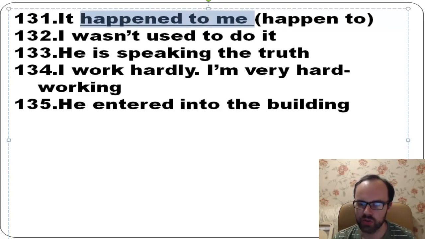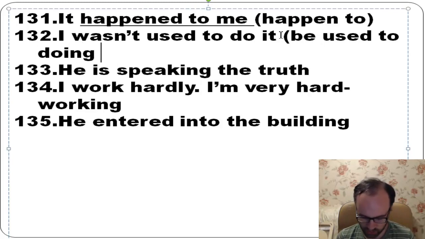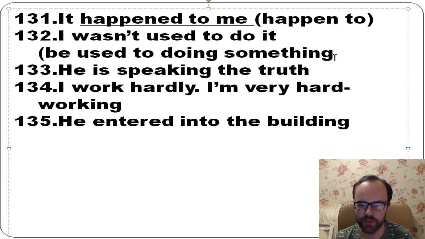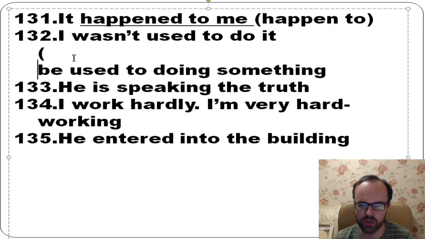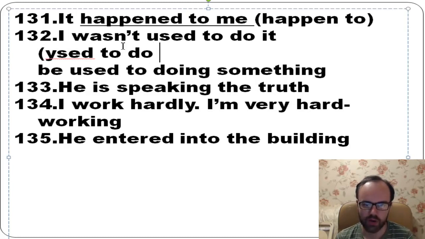I wasn't used to do it. It means that it wasn't new for me. I didn't have any experience. So in this case, please remember the structure be used to doing something. So you have two different structures. The first structure is used to do. It's one structure, used to do, okay?